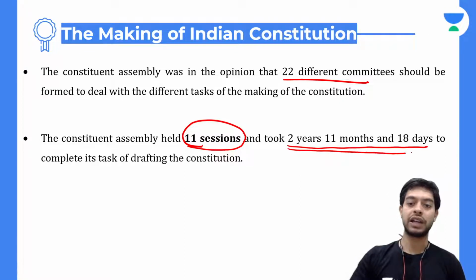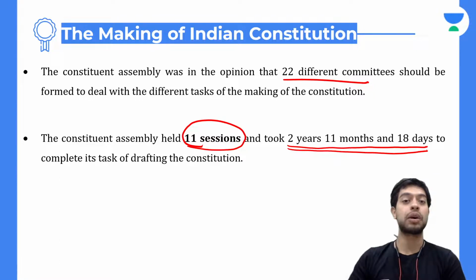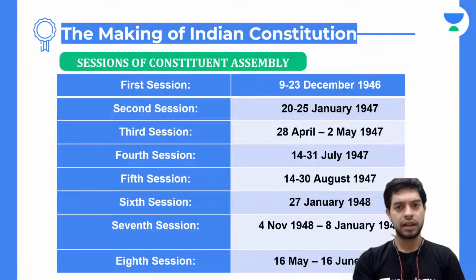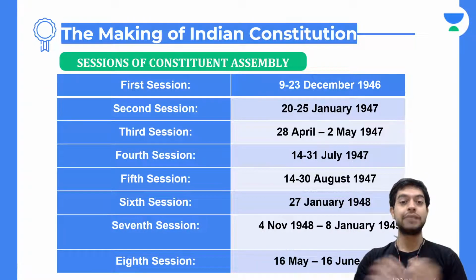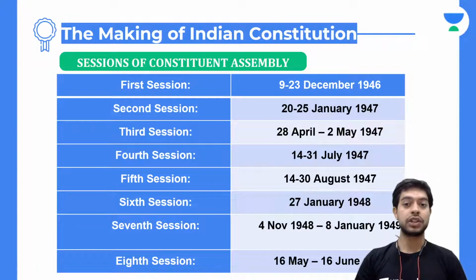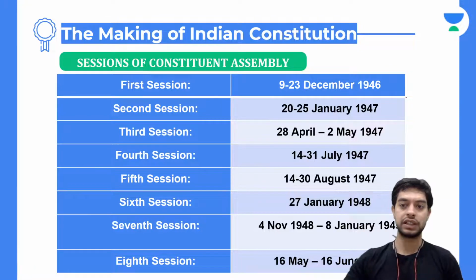2 साल 11 महीने और 18 दिन लगे कॉन्स्टिट्यूशन ऑफ इंडिया के ड्राफ्ट को कंप्लीट होने में. It was finally completed on 26 November 1949. Let's discuss the term of the 11 sessions. ये बहुत जरूरी है जानना. So the first session was from 9th of December to 23rd of December in 1946, and this session was held by the Constituent Assembly of 389 members, जो अनडिवाइडेड इंडिया की कॉन्स्टिट्यूंट असेंबली थी.